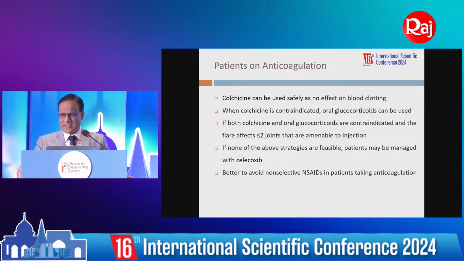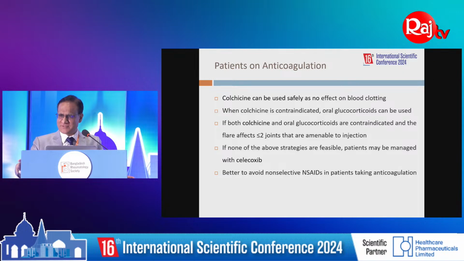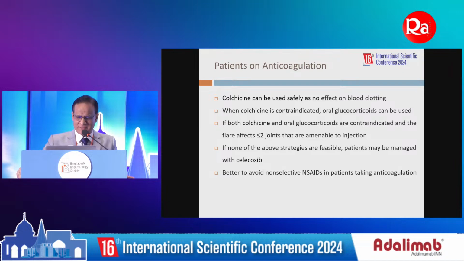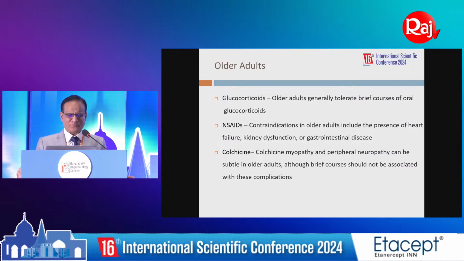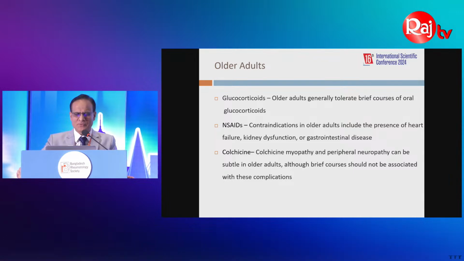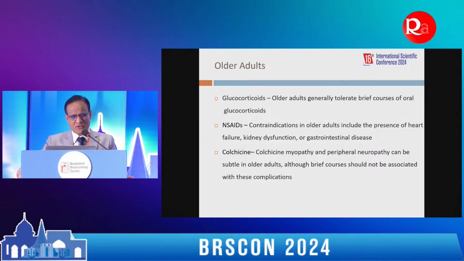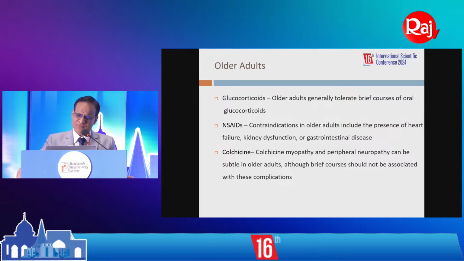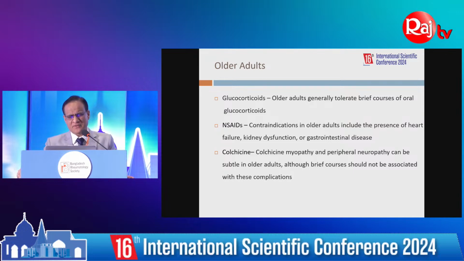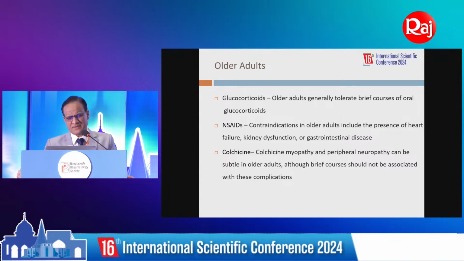Atik sir is here. In sir's prescriptions I found celecoxib many times previously, but nowadays it is not available in our country. I think celecoxib is a good drug. Older adults are a special group. Older adults generally tolerate a brief course of oral glucocorticoid. NSAIDs are contraindicated in the majority of older patients because they simultaneously have heart failure, kidney dysfunction and GI upset.